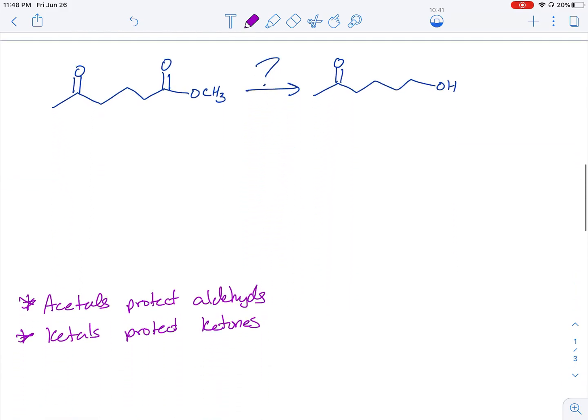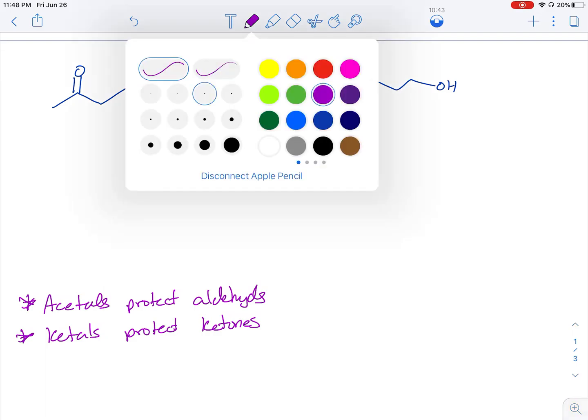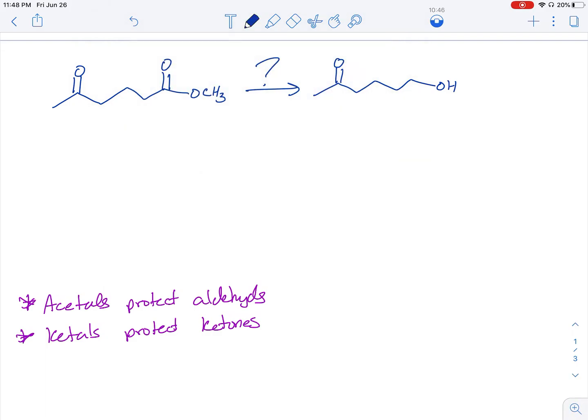So a way that you can do this is to imagine doing a protecting group here where we would react this in the presence of an alcohol. And then in this case, instead of using two equivalents of alcohol, we can use one molecule that has two alcohols in it. And we end up forming this.